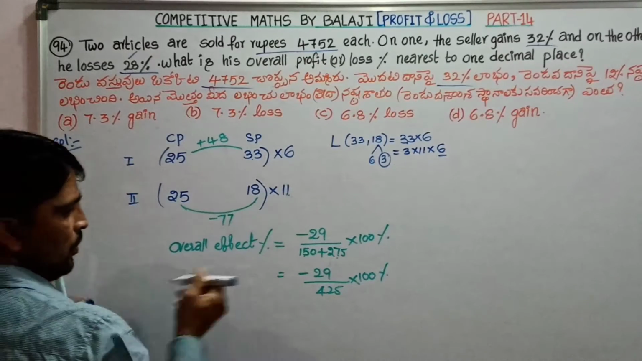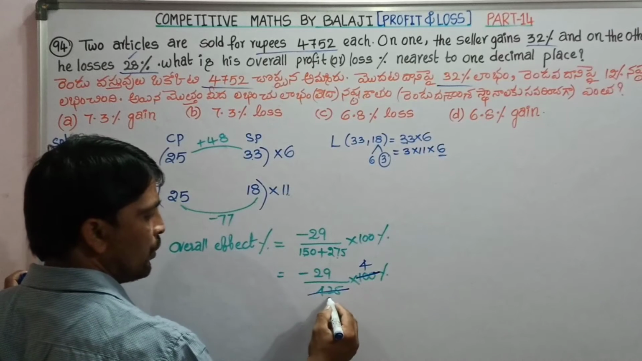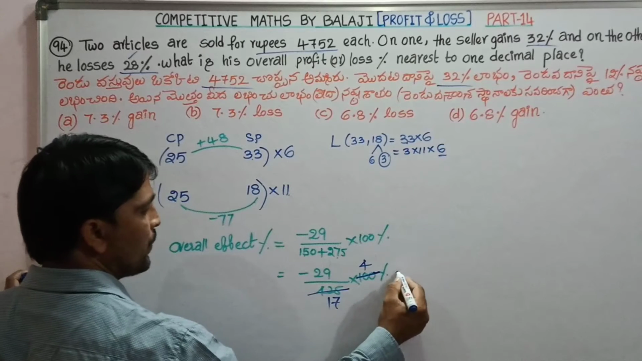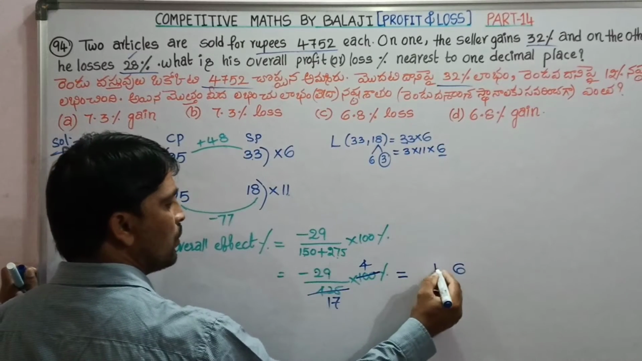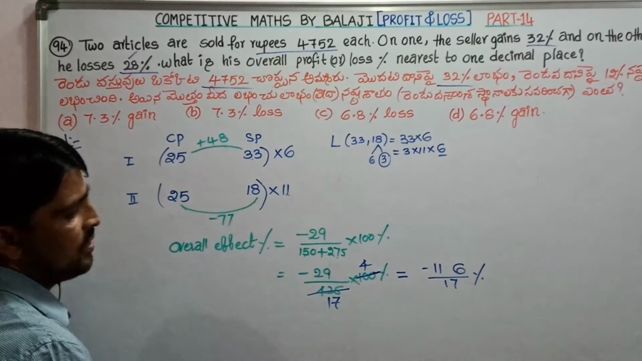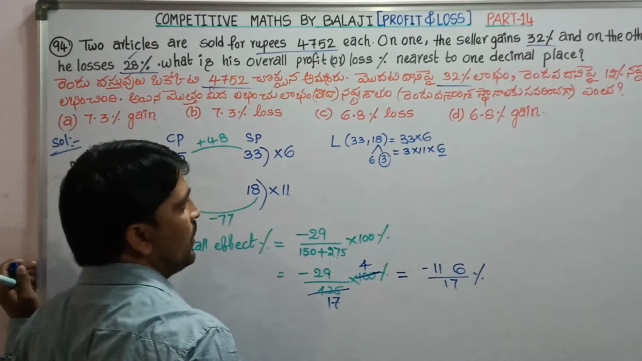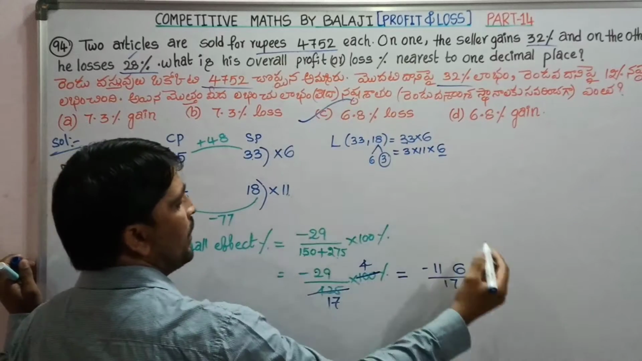25 fours are 100, 25 sevens are 175, 25 sevens are 125... 4 nines are 36, 3 carry, 4 twos are 8 plus 3, 116 over 17%. We know that 17 sevens are 119, which is a little bit less than 116, so the answer must be less than 7, and it is a loss, that is 6.8% loss.